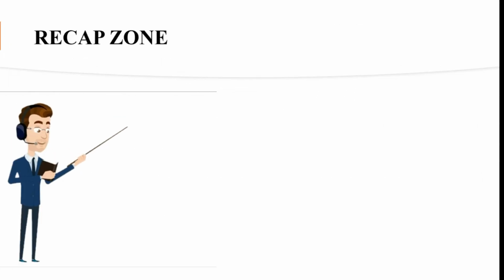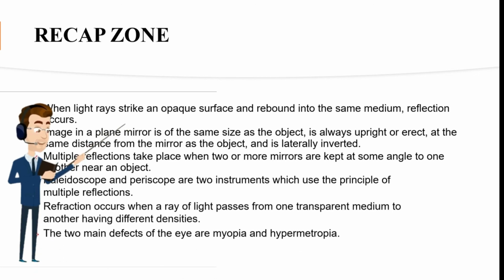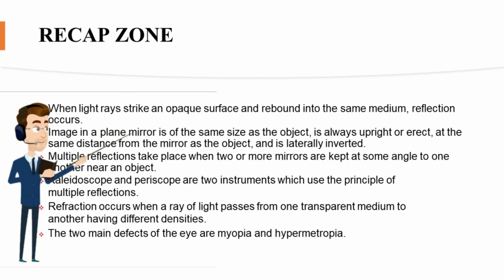When light rays strike an opaque surface and rebound into the same medium, reflection occurs. Image in a plane mirror is of the same size as the object, is always upright or erect, at the same distance from the mirror as the object, and is laterally inverted. Multiple reflections take place when two or more mirrors are kept at some angle to one another near an object. Kaleidoscope and periscope are two instruments which use the principle of multiple reflections.